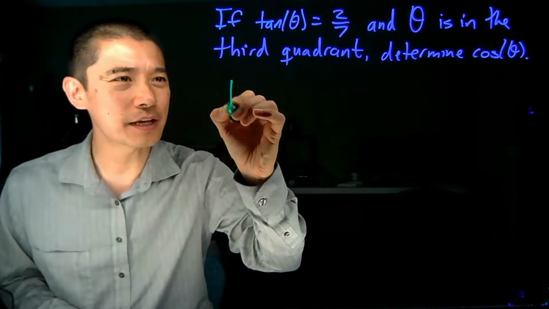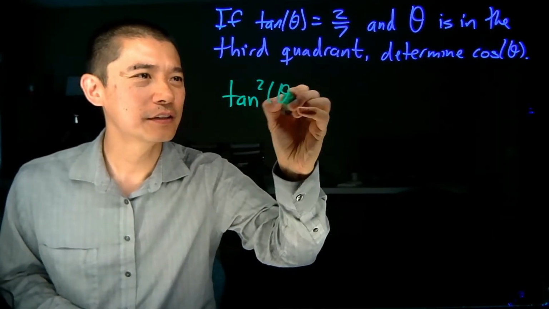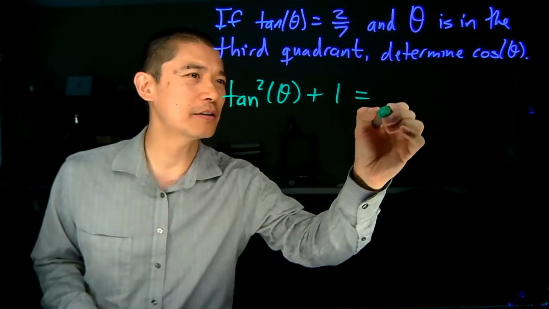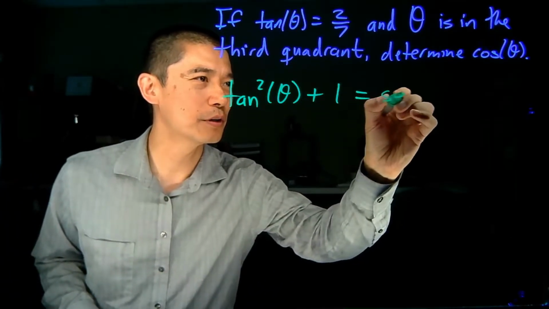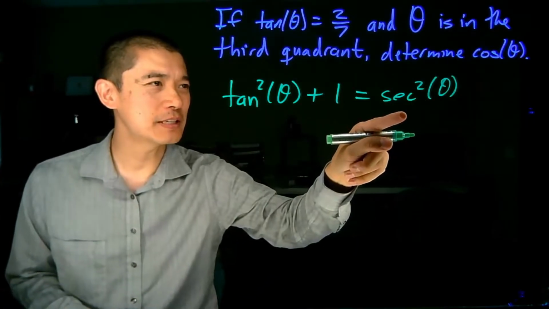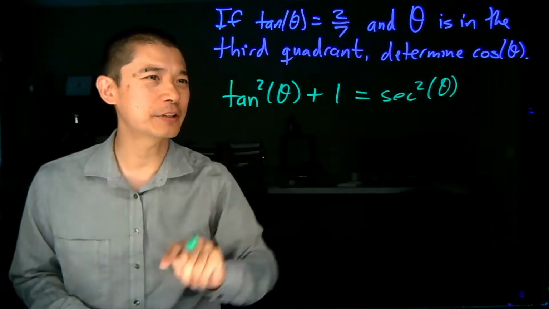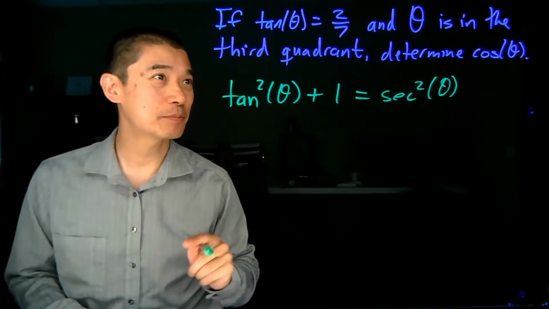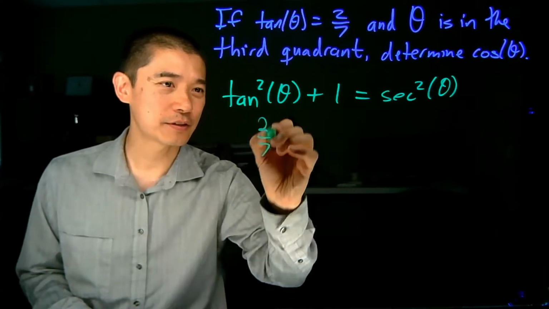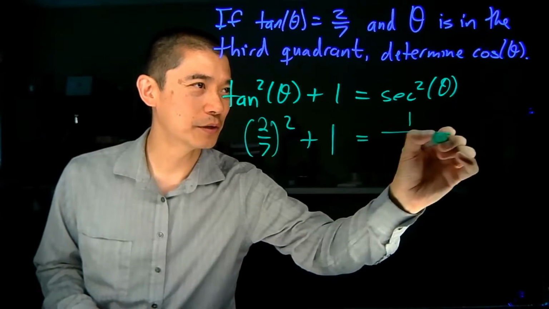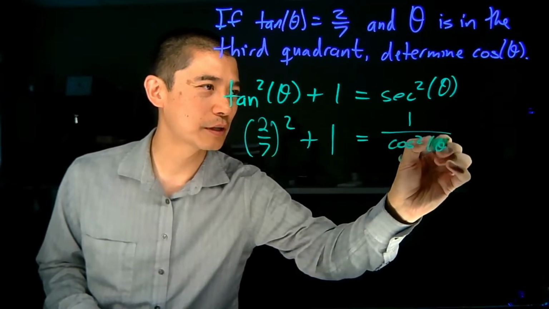So the first thing that we may try here is use the fact that we have this Pythagorean identity, tangent squared theta plus 1 is equal to secant squared theta. Now we can see that this is going to be useful because secant is 1 over cosine. So these two are related to each other, and we know the value of tangent theta. So what we're going to do, we just plug it in. So 2/7 squared plus 1 is equal to 1 over cosine squared theta.